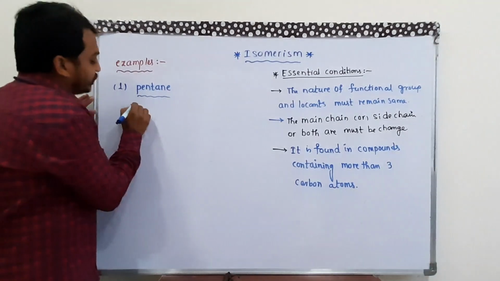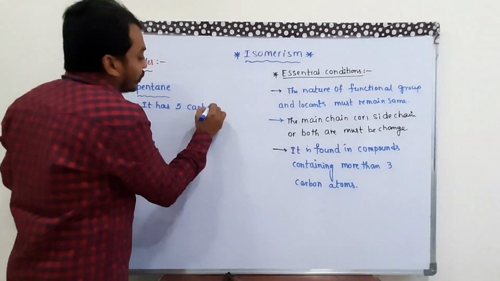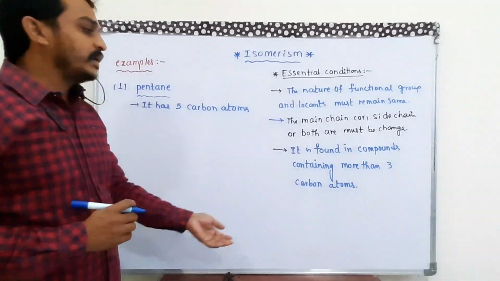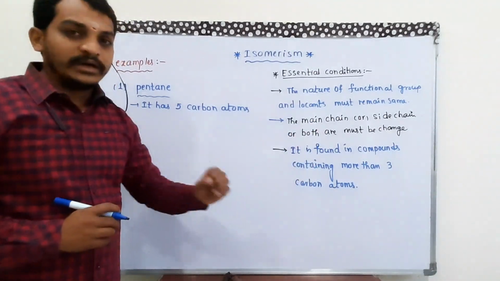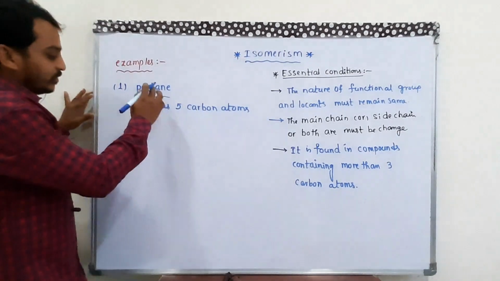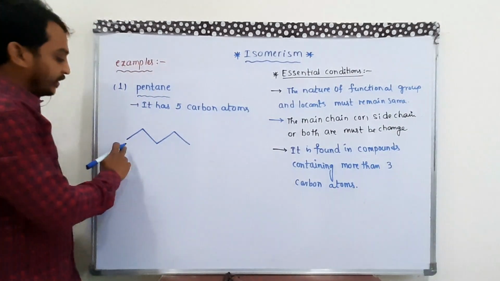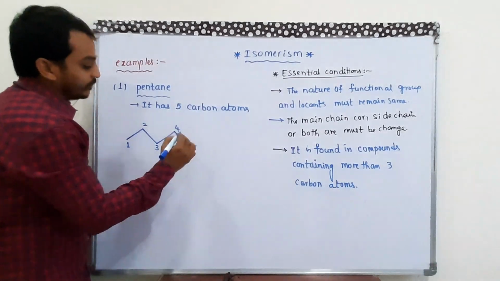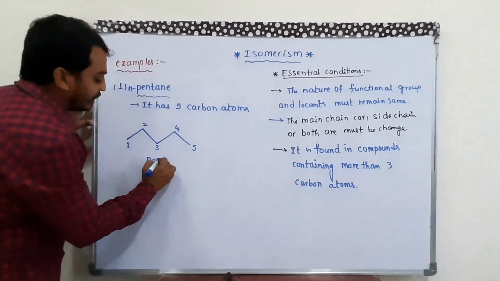Pentane has 5 carbon atoms. Pentane represents 5 carbon atoms present in the given compound. So according to these essential conditions, it is found in compounds containing more than 3 carbon atoms. So it has 5 carbon atoms and exhibits chain isomerism. Because of that, I am writing the bond line structure of pentane. It has 5 carbon atoms in the given chain: 1, 2, 3, 4, and this one is 5. This is normal pentane.